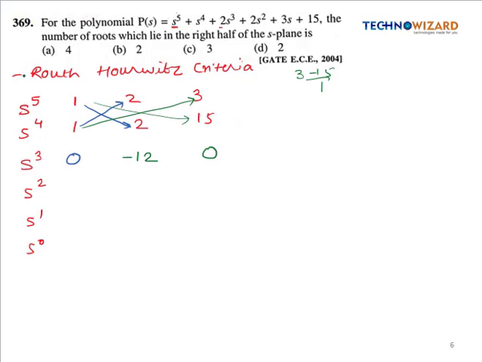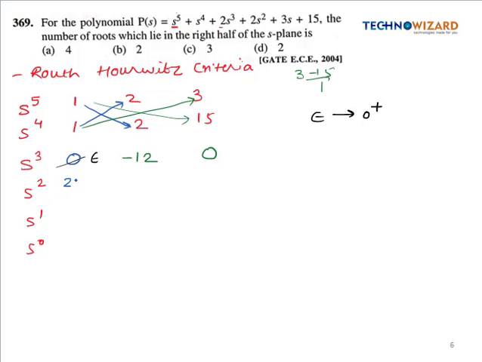Now this is a special case. Whenever the first entry of any row becomes 0, we have to consider that entry as epsilon, where epsilon is a small positive value tending to 0 from the positive side. Now you have to fill all the remaining entries using epsilon only. So this will be 2 into epsilon.